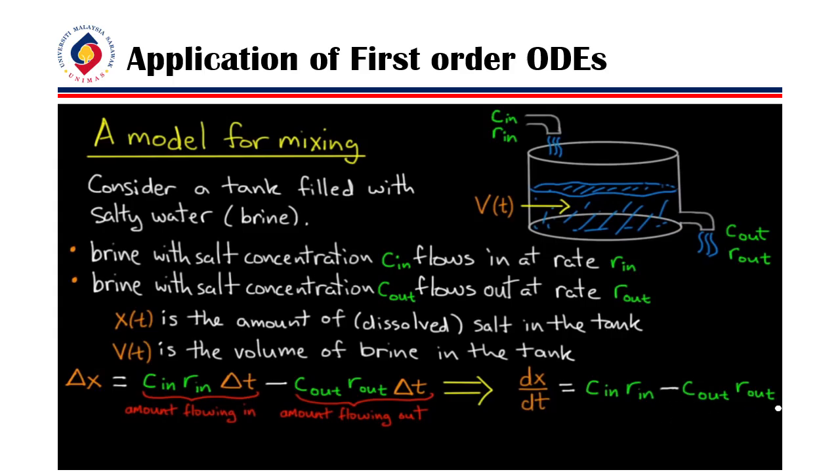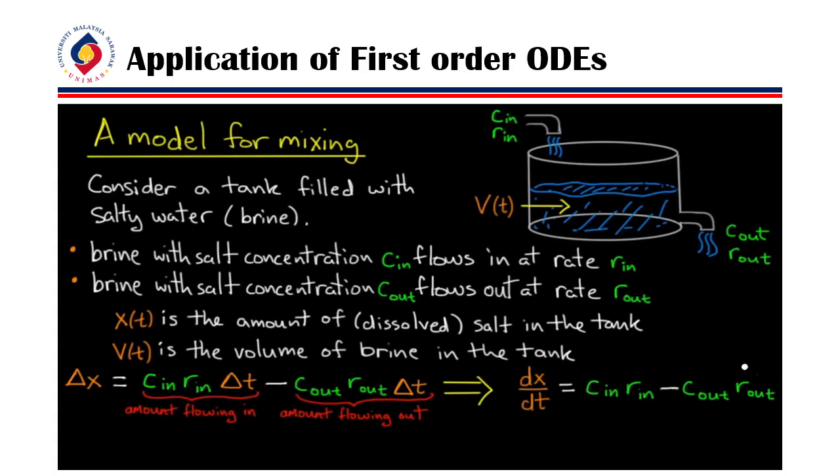Now, what we've got here looks pretty good, but it doesn't look like a differential equation yet. On the left-hand side, I have dx/dt, and on the right-hand side, I have these funny things, C in, R in, C out, R out. So let's see if we can make this look like a differential equation. And to do that, let's consider the following question. What quantities on the right-hand side do you control, and which do you not control? So let me explain what I mean.